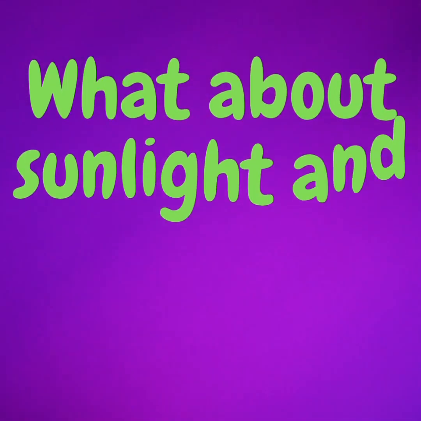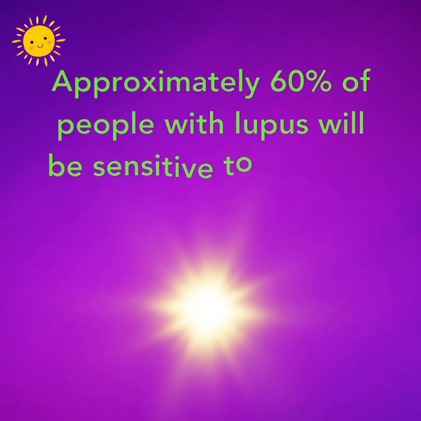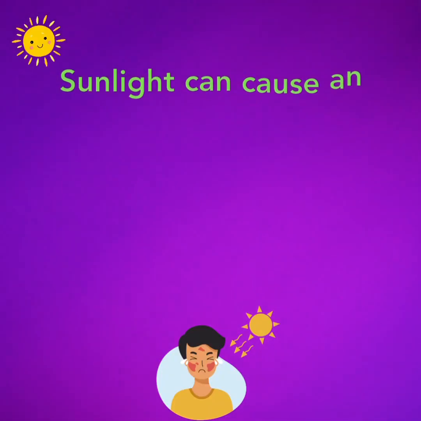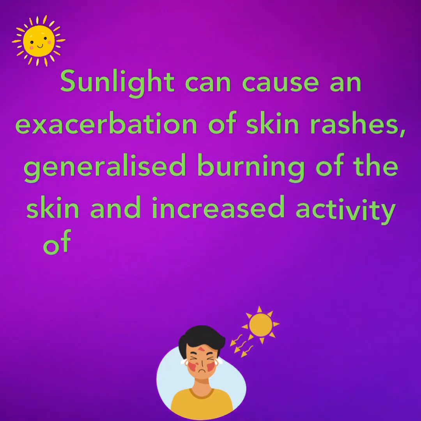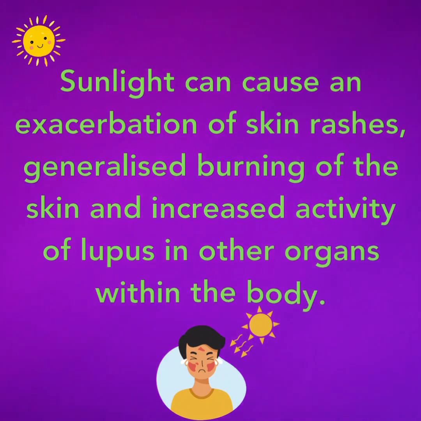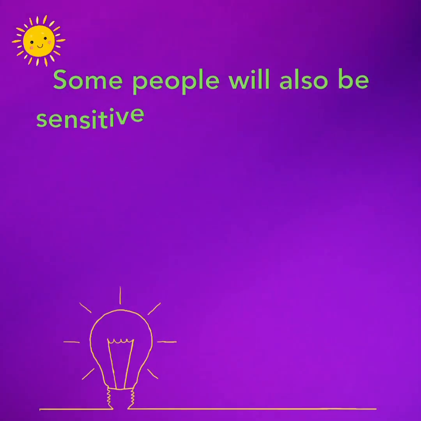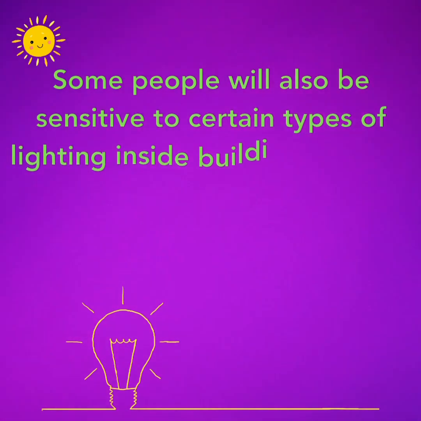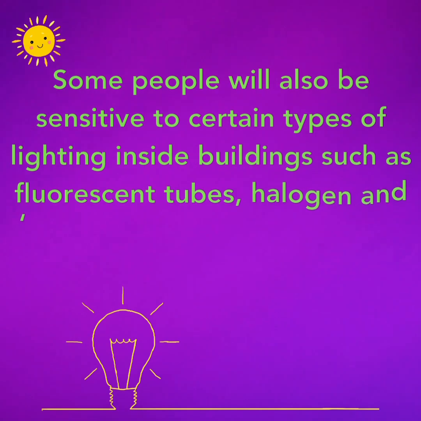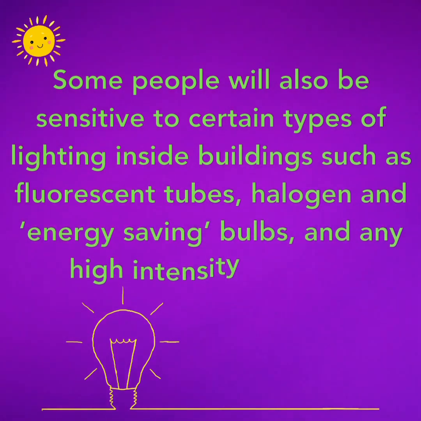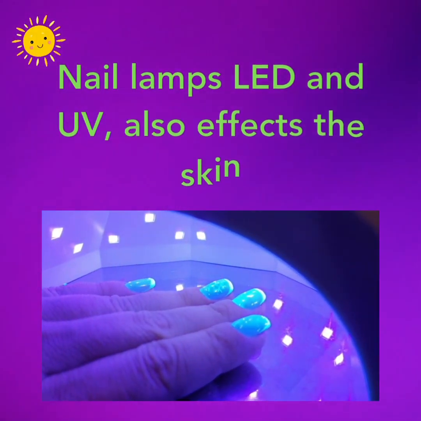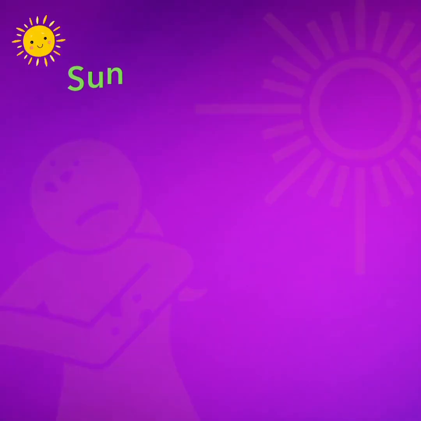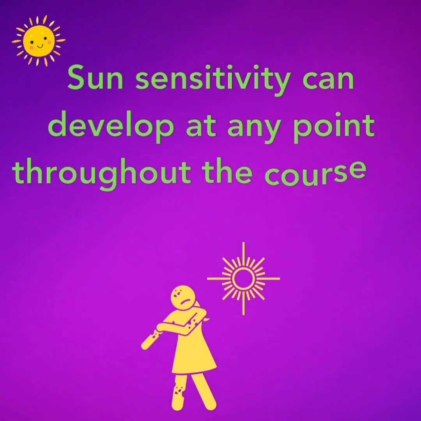So how does sunlight affect the skin when having lupus? Approximately 60% of people with lupus will be sensitive to the sun. Sunlight can cause an exacerbation of skin rashes, generalized burning of the skin, and increased activity of lupus in other organs within the body. Some people will also be sensitive to certain types of lighting inside buildings, such as fluorescent tubes, halogen and energy-saving bulbs, and any high-intensity lighting. Nail lamps, which are LED and UV, also affect the skin. Sun sensitivity can develop at any point throughout the course of the illness.